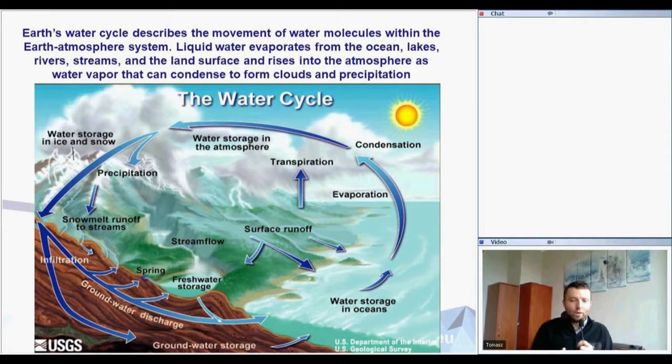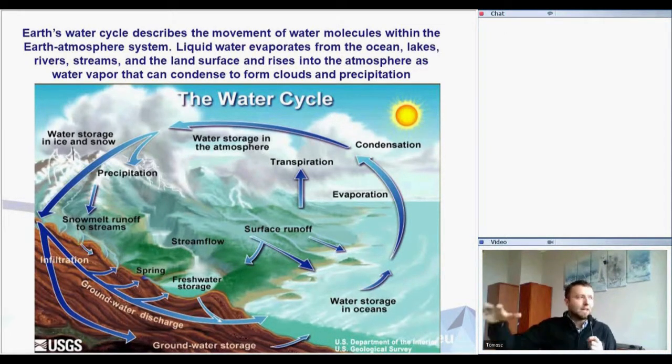So water always moves from the oceans to the atmosphere and then down to the Earth's surface and into the ground. So we have those processes of water storage in oceans, evaporation, water storage in the atmosphere. Then when it falls as precipitation, it can be stored in ice and snow. Then if the temperature is above zero, the snowmelt can appear and the runoff starts. So we have snowmelt runoff to streams.